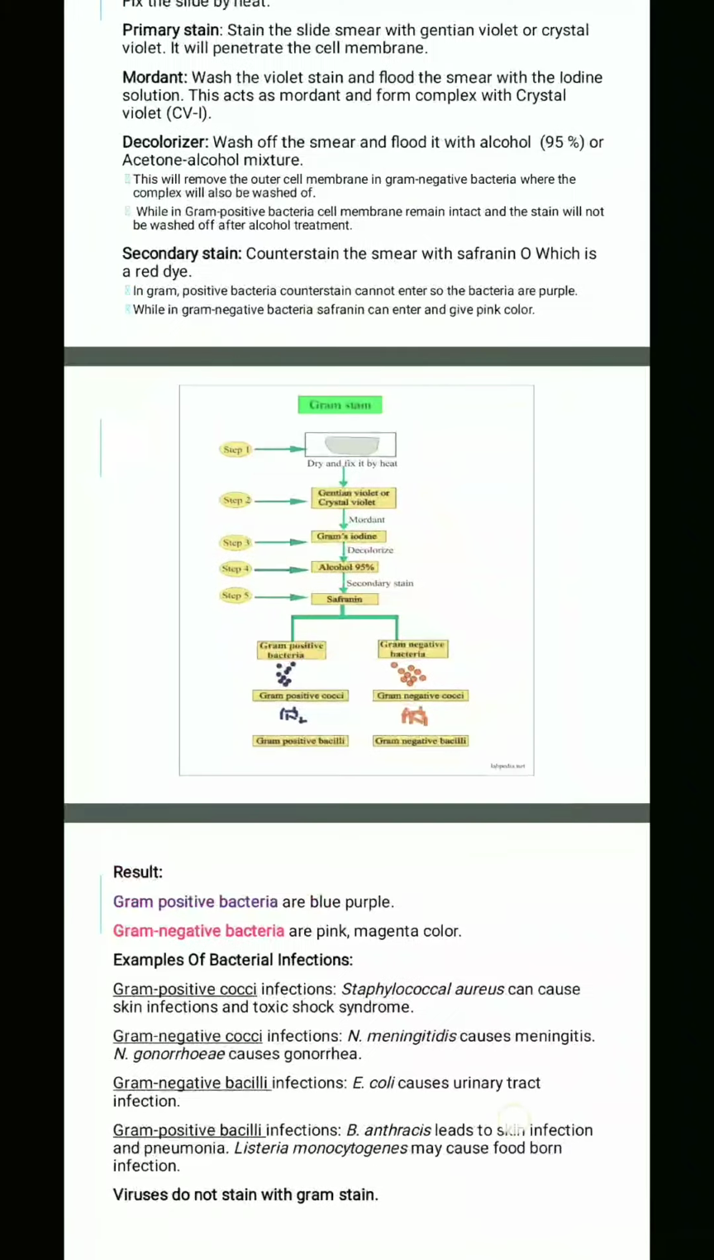So here I have just, for the knowledge side, given you the bacterial infection conditions, as gram positive and negative both are responsible for causing severe diseases. For gram positive cocci infection, the best example is Staphylococcus aureus, which can cause skin infections in a variety of cases. Likewise, gram negative cocci are typically round in shape, right? So gram negative cocci are typically N. meningitidis, which causes meningitis. N. gonorrhoeae is also the second example, which causes gonorrhea.